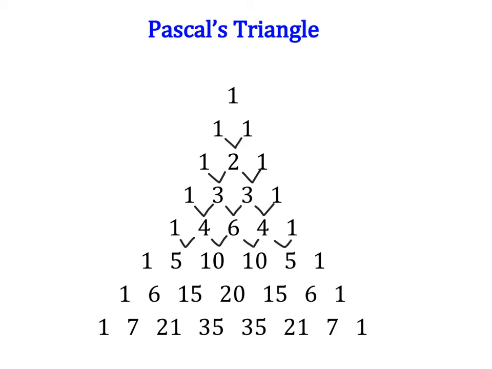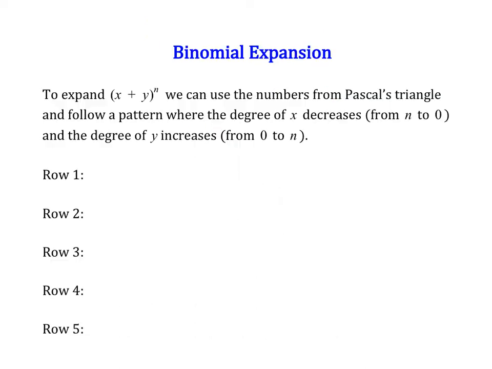And one really important thing to note is that the tip of this pyramid right here is technically row 0. So row 1 starts in what looks to be the second row, but this is actually what we call row 1. Now, there is a formula to do binomial expansion.